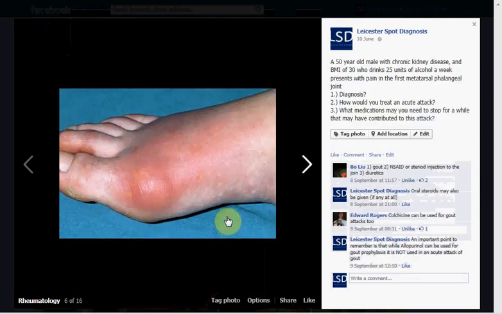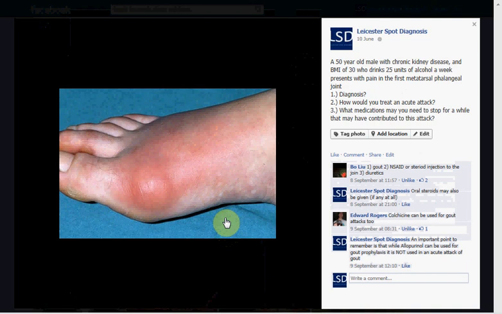Okay, next case. 50-year-old male with chronic kidney disease, BMI of 30, drinks lots of alcohol, presents with a painful first metatarsophalangeal joint. What is the diagnosis? Well, given the history and his risk factors for gout, this is almost certainly gout. How would you treat an attack? Well, first of all, you would exclude septic arthritis, because it would be very embarrassing if you missed septic arthritis. And then you would treat with non-steroidal anti-inflammatory drugs. You would not treat with allopurinol. That's for prophylaxis, not for the treatment of an acute attack.